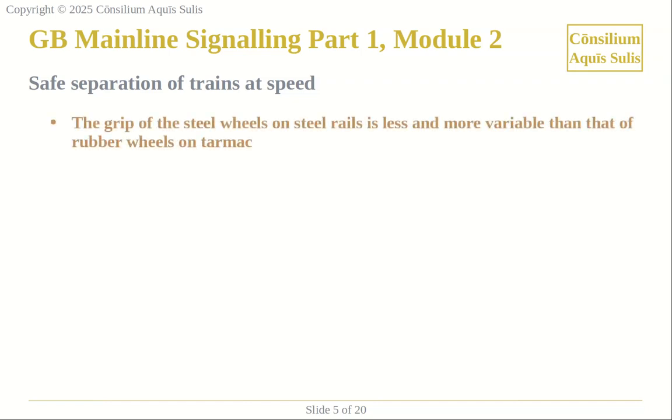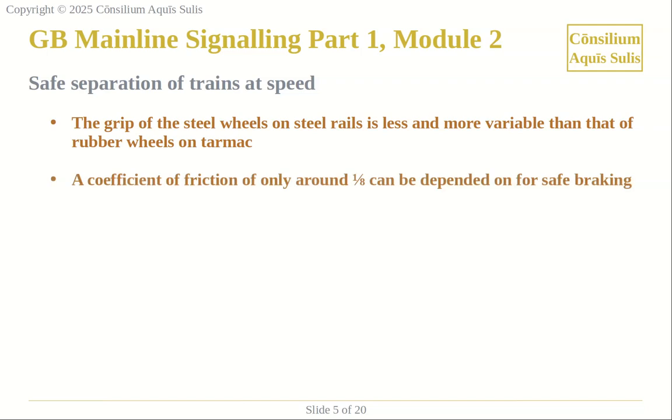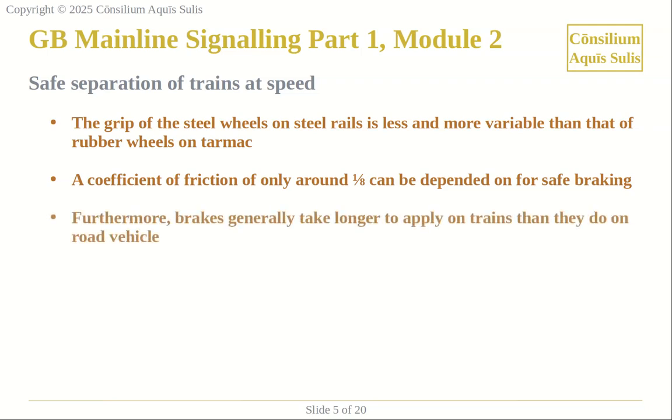By contrast, in railways, we have steel wheels on steel rails, which, in ideal conditions, can indeed achieve a good grip. That grip is much more variable than is the case for rubber wheels on tarmac, and typically significantly less. So for a safety critical function like braking, we can typically only rely on a coefficient of friction of around 1/8. And furthermore, the brakes don't apply quite as quickly as they do in road vehicles. They typically take a while to build up pressure, particularly on long locomotive hauled trains.